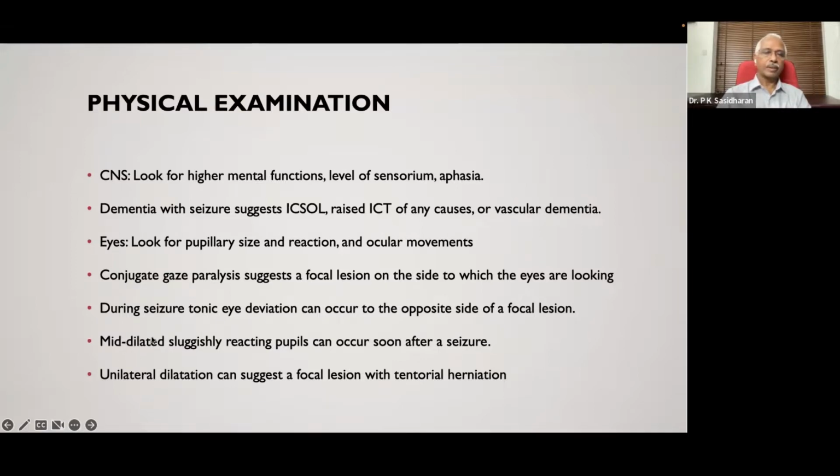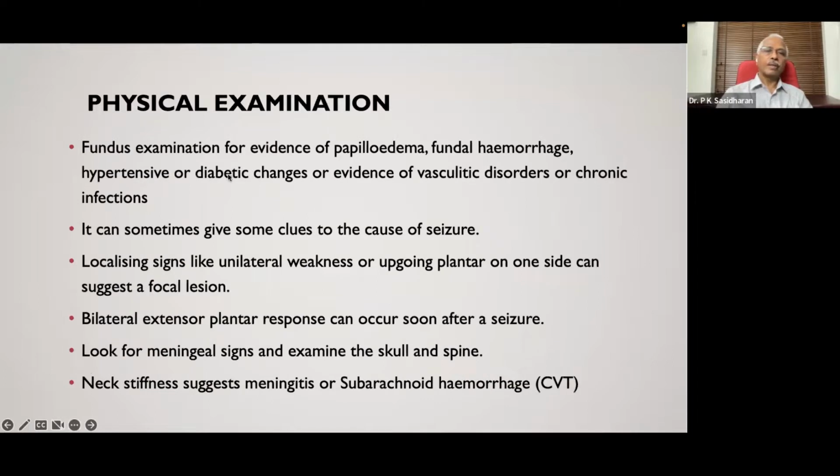Don't get upset. It is a normal phenomenon, but it will recover. Unilateral dilatation can suggest a focal lesion with a tentorial herniation. Fundus examination, when possible, has to be done to look for papilledema, fundal hemorrhage, hypertensive changes, or diabetic changes. It can sometimes give some clues to the cause of seizure.